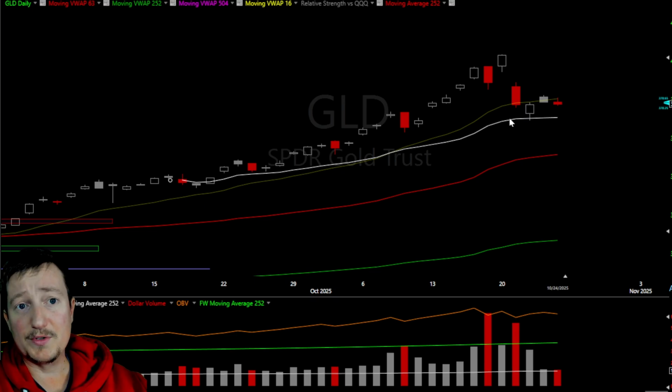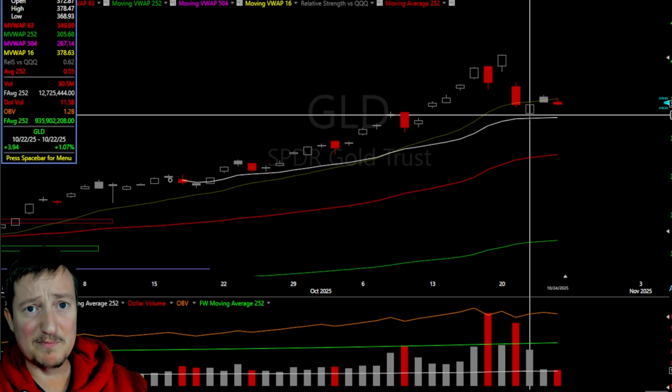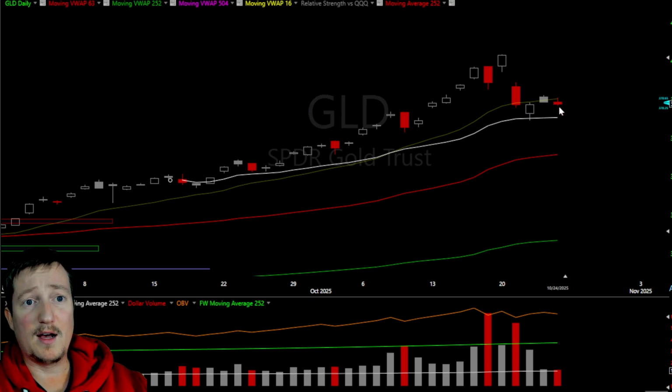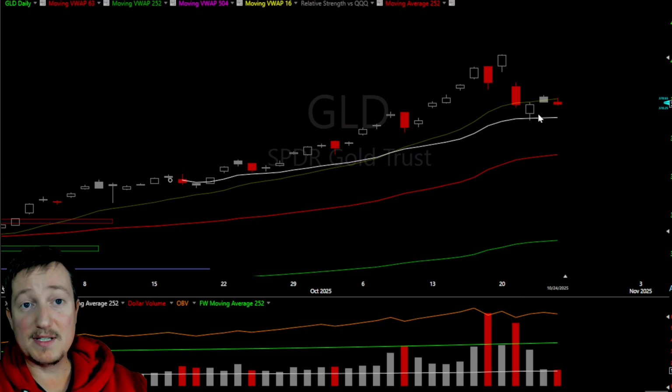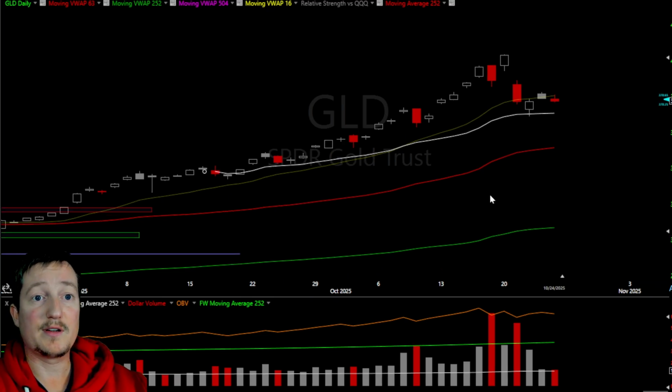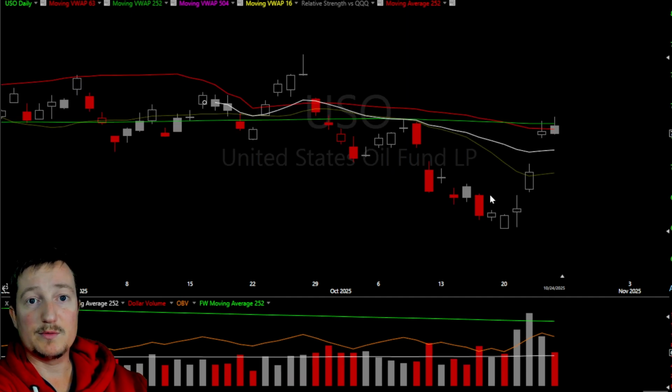So we think that gold has topped here. This bounce is very weak for gold after this big down day. So that's basically a very interesting chart. Gold has topped. Another thing I want to talk about that I'm getting quite bullish on is crude oil. So we'll go to this.